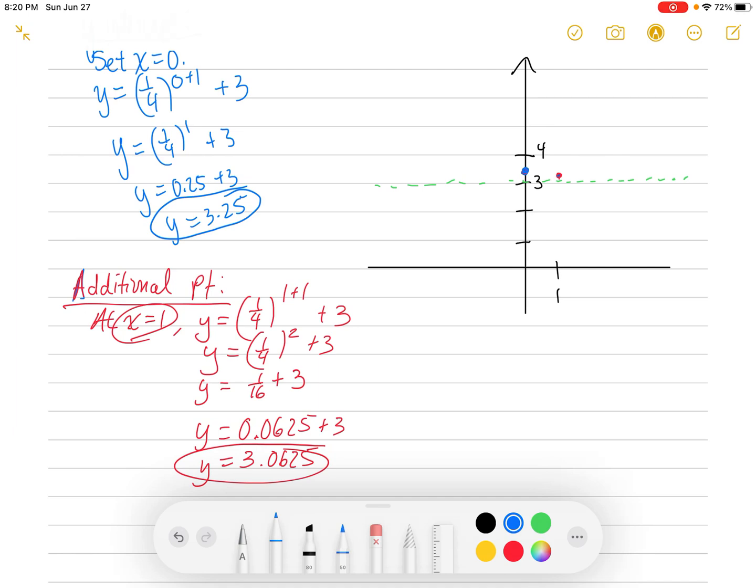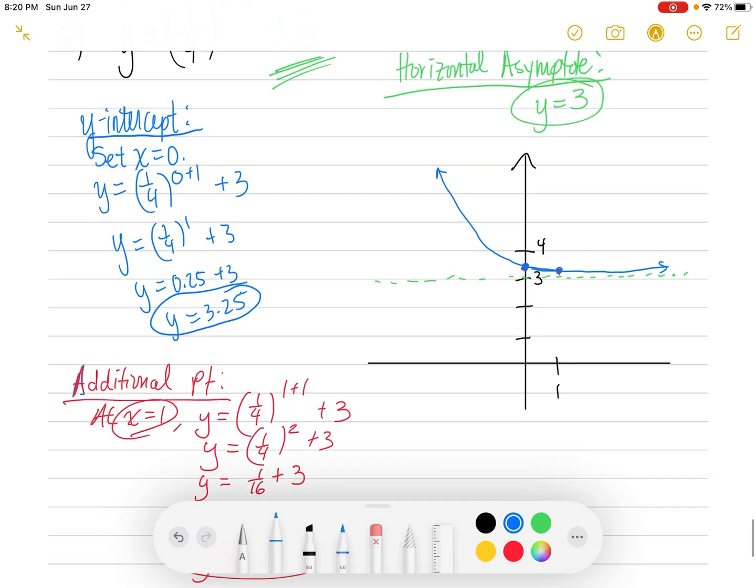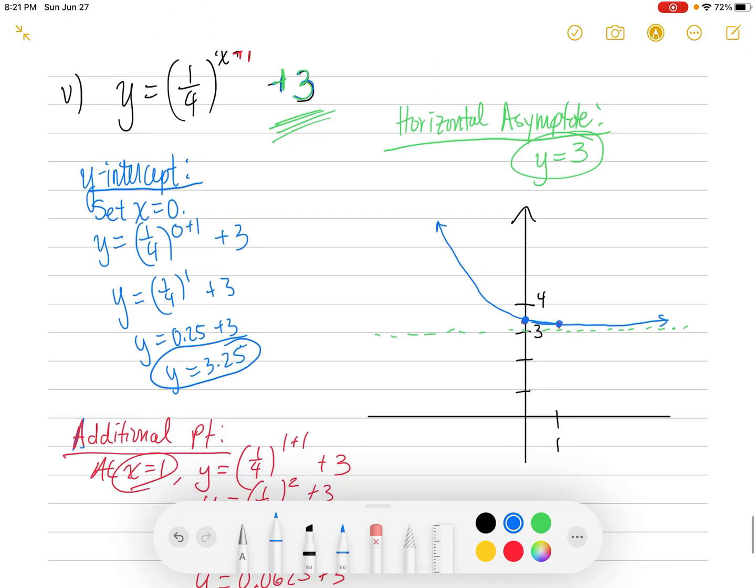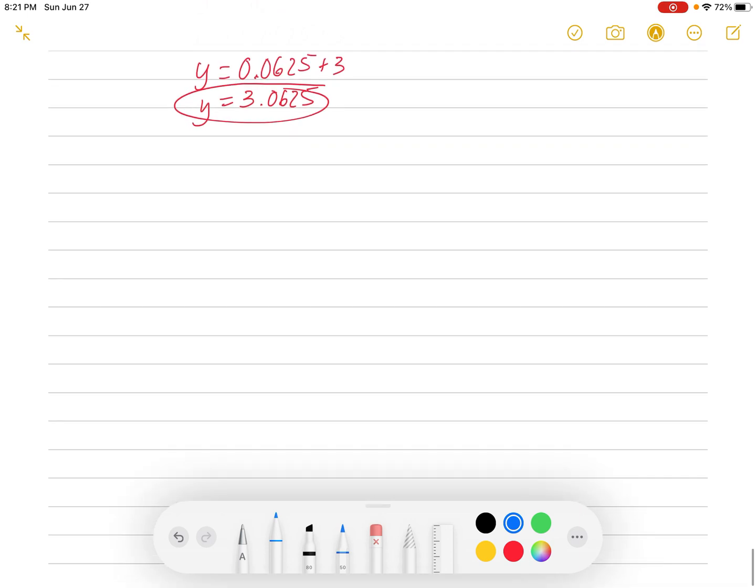So let's see, where is that? That would be like about here. It's really close to 3, but not quite there. So you can see the point at the y-intercept is a little bit higher than the one here at 1. So it's going to be descending here. It's very gradually descending. So as you go to the left, it's going to be ascending to infinity. As you go to the right, it's going to be approaching this horizontal asymptote.